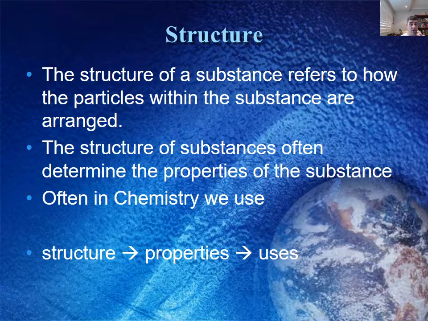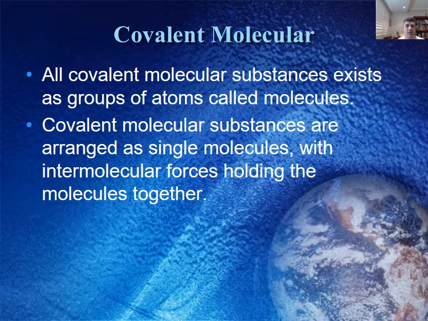So in chemistry, we have this sort of flow from understanding the structure to what are the properties that are going to be evident in that substance based on that structure, and then to what uses can we put that particular substance based on those properties. For this video, we're just going to have a quick look through each of the four major categories in order to get an understanding of how this kind of works. So the first one we want to look at are covalent molecular substances. So these are covalent compounds that form discrete molecules.